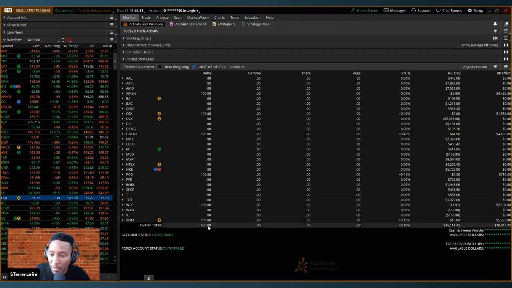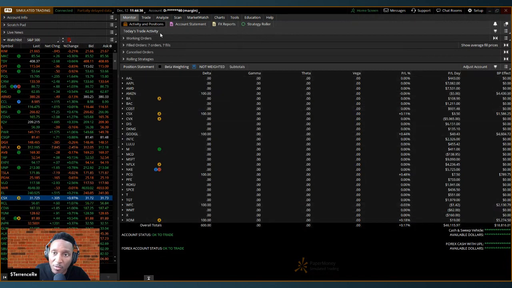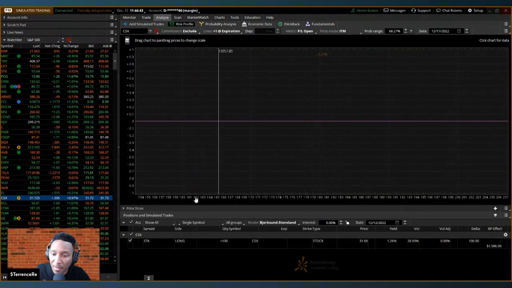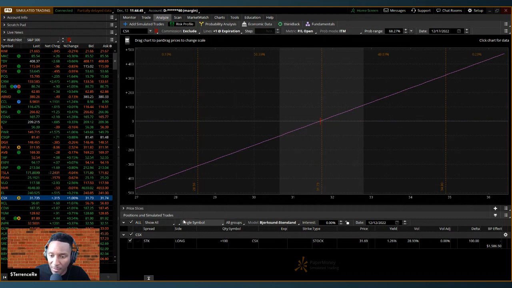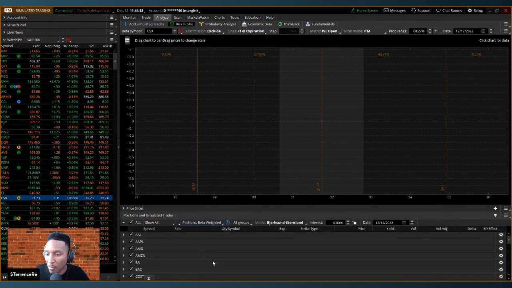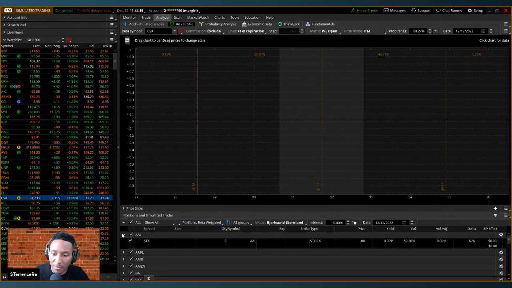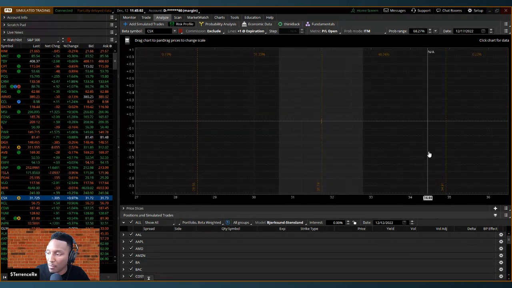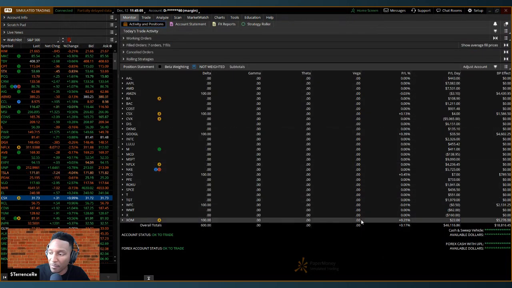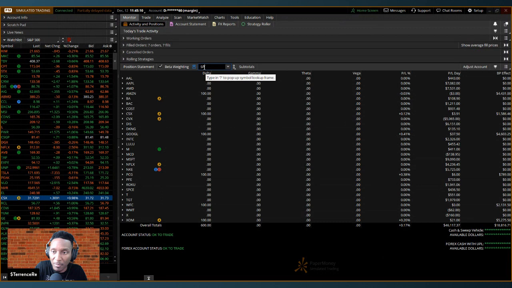Now, if you look, you see it says 600 deltas, right? Now we're going to go to the Analyze tab. We're going to click on Analyze, right? Now, instead of doing a single symbol, look right here where it says Portfolio Beta Weighted. Click on Portfolio Beta Weighted. Now we go back to the monitor tab, and you should see, right here, I can click beta weighted. That's what I want to do.